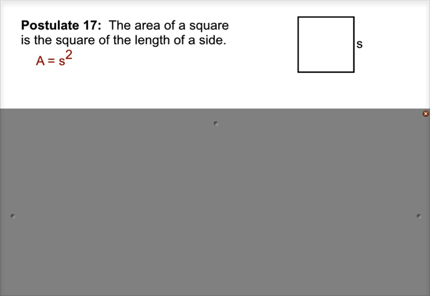Postulate 17. The area of a square is the square of the length of a side, and the formula A equals S squared. So if I told you over here that in this square a side was 10 centimeters, then I would know that the area is going to equal 10 centimeters squared, which would give me 100 centimeters squared.